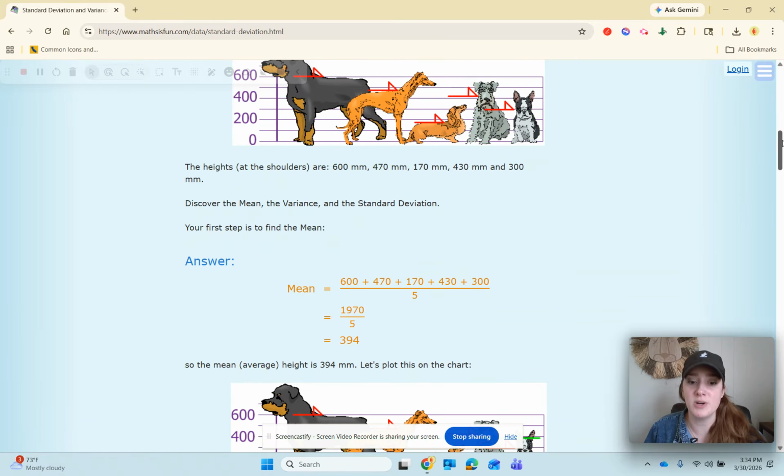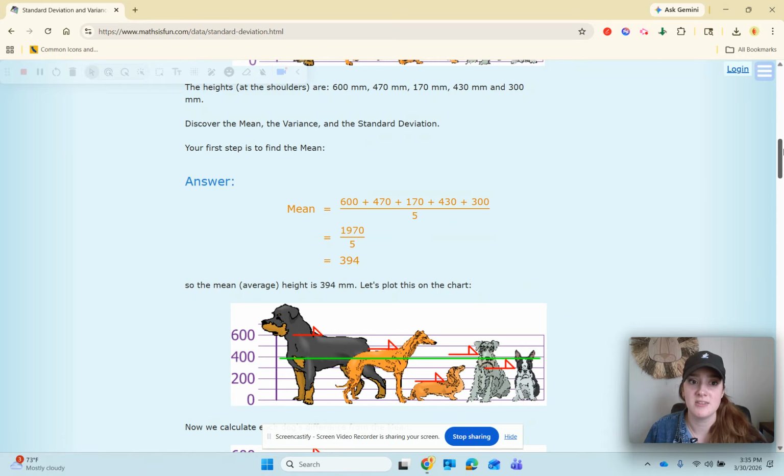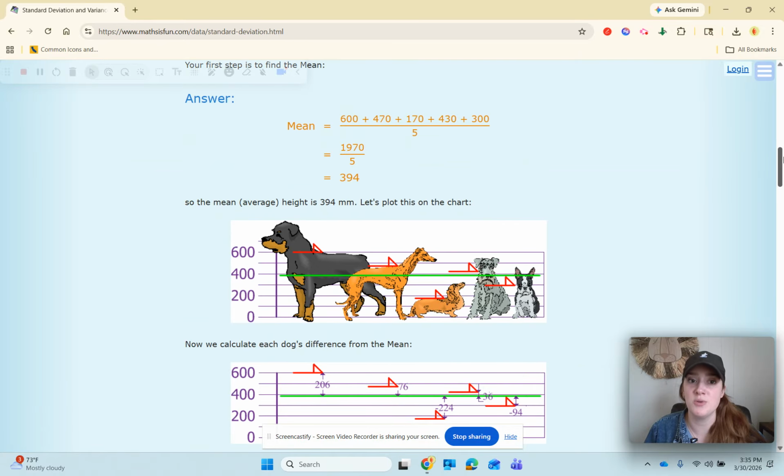So if we want to find the standard deviation, we need to know the mean. So the mean, remember, is the average. We add up all the numbers and divide by how many there are. Okay, so we've got this baseline. This is the average, but standard deviation is helping us find what's standard, what's normal, what would be a normal height.